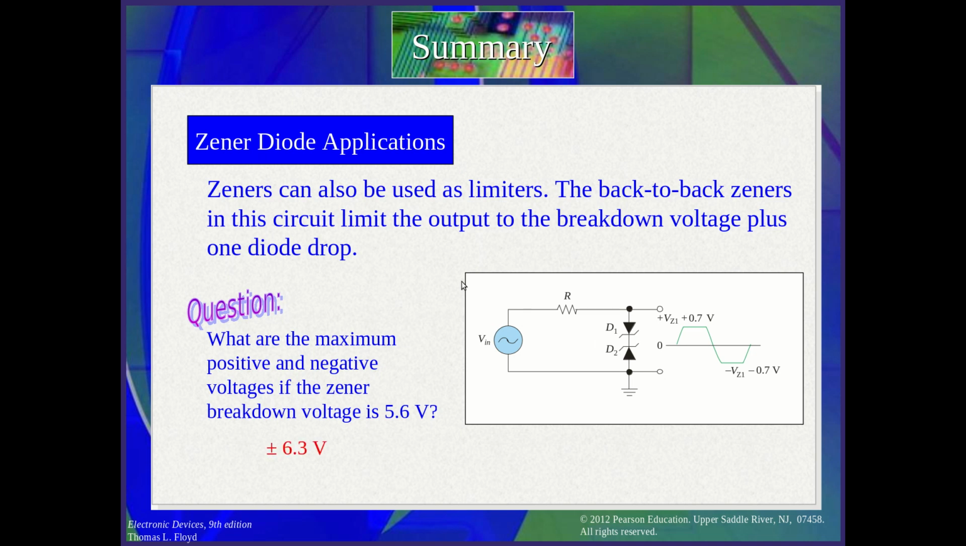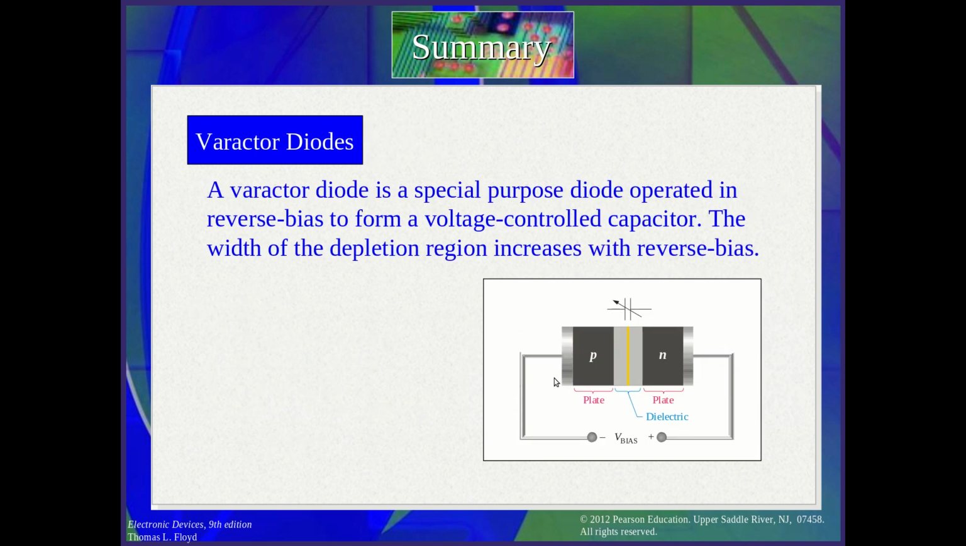So it is 5.6 in the input. If the Zener diode is 5.6, you take 5.6 plus 0.7, then it is 6.3, because one of them is working in the breakdown voltage, and the other one will work forward. So forward it is 0.7. It will work in forward bias like any diode.